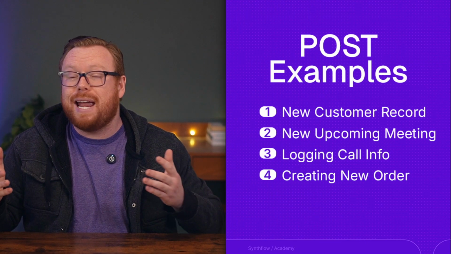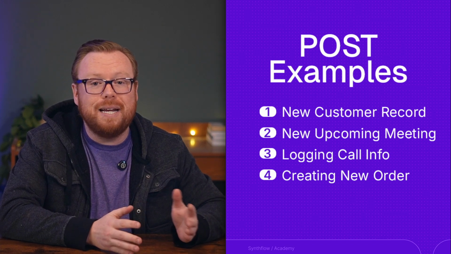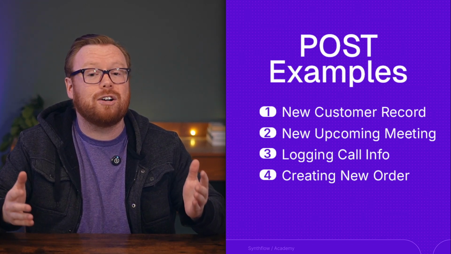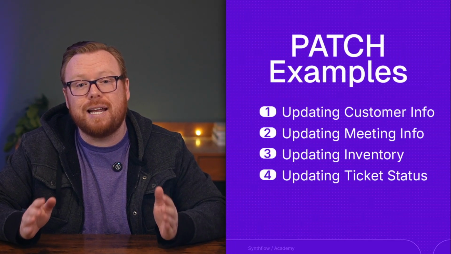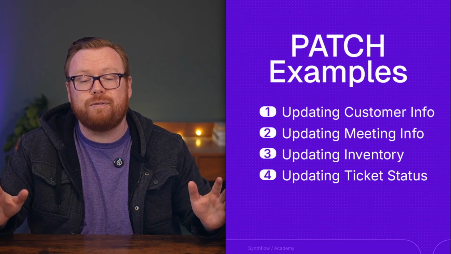A post method is best used when making a new resource at the API endpoint. This may be creating a new customer record in your database, a new meeting in your meeting scheduler, or simply logging call information. A patch method updates individual fields of a record while maintaining the other fields of original information. Note that this is different than a put method, which replaces a record entirely.